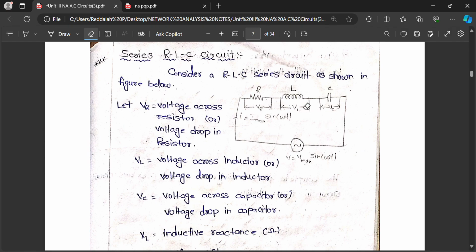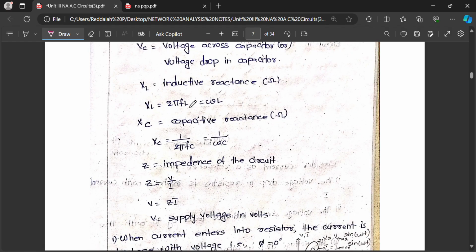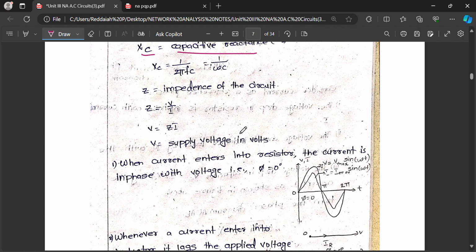What is VR? The voltage across the resistor. VL is the voltage across the inductor. VC is the voltage across the capacitor. Next, XL is the inductive reactance, XL equals 2 pi FL. Whereas capacitive reactance is XC, XC equals 1 by 2 pi FC, which is 1 by omega C. Z is the impedance of the circuit.